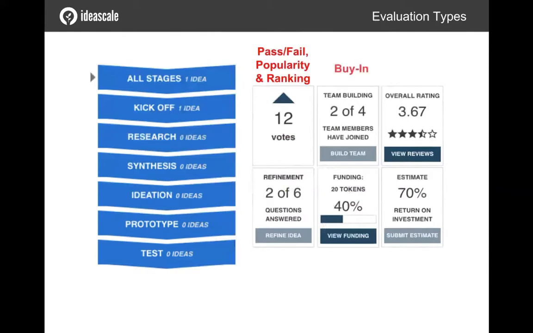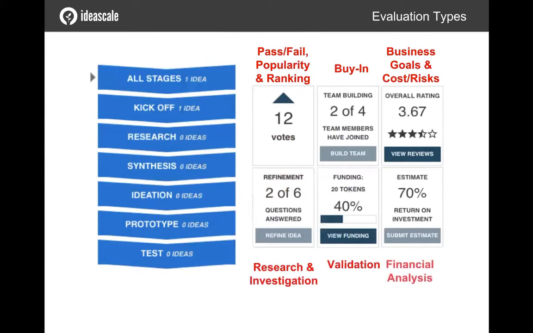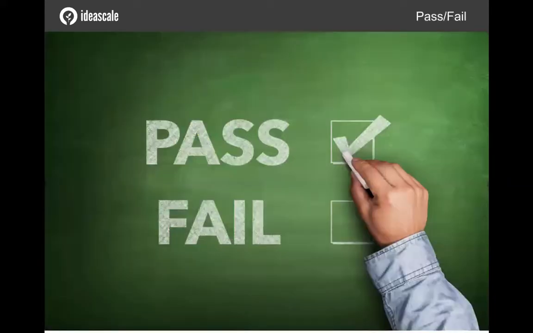The team build stage not only empowers collaboration, but it can also be used as a buy-in signal. The review stage aligns those ideas to business goals, and it also helps leadership to address costs or potential risks. The refinement stage is essentially that additional research and investigation that needs to happen in order to assess ideas. The funding stage is an additional validation when it comes to the resources that you have, and the estimate stage allows for some financial analysis. So let's look into what sorts of validation these different stages give us.